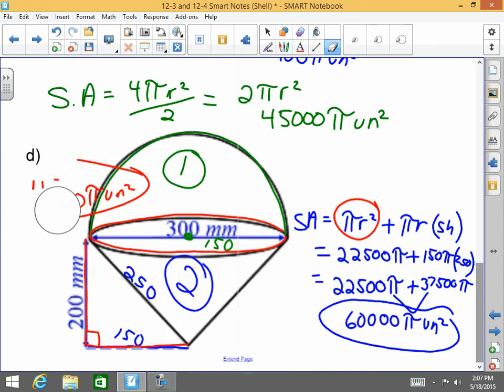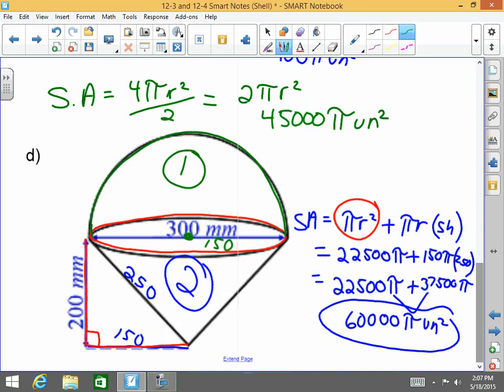This total area here is wrong. Let's think about this. Mr. Morrow is not paying attention. My bad. Okay. The surface area of the hemisphere is what we have there. That's perfect. The surface area of the cone is right here, 60,000 pi units squared. However, when we put them together though, this base is no longer part of the surface, is it? It's inside.